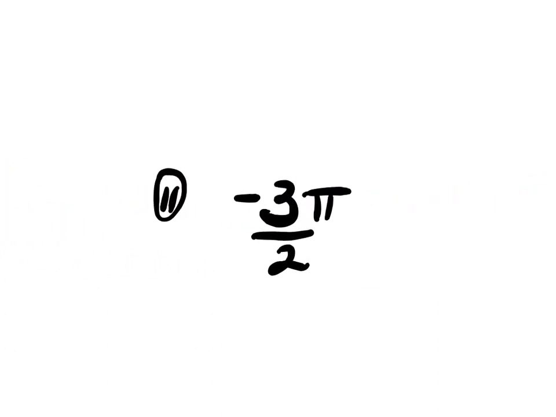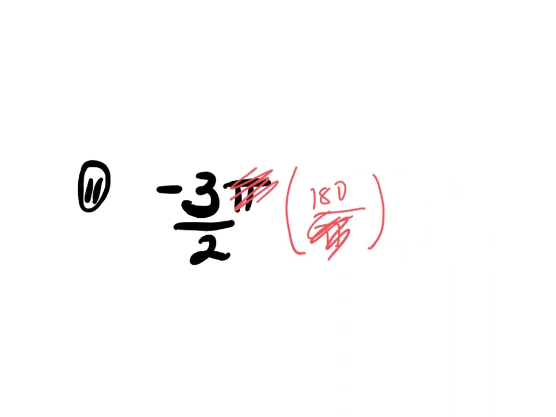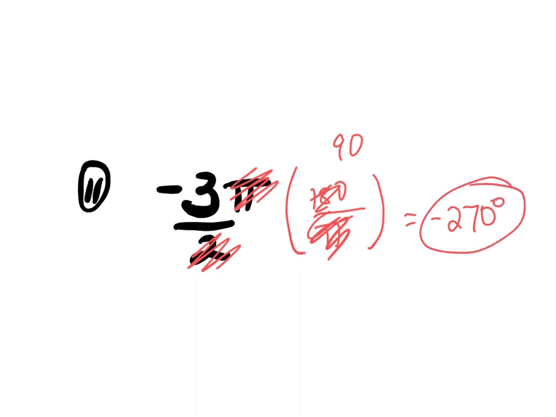Looking at the next one, it's negative. So remember, I should have a negative in my answer. But if I have a pi, I want to get that to cancel out. So I cancel out the pi's. I have negative, or 2 can go in here, what, 90 times? So it gives me negative 270 degrees. Those should be gimmies for you guys. Those are super easy.